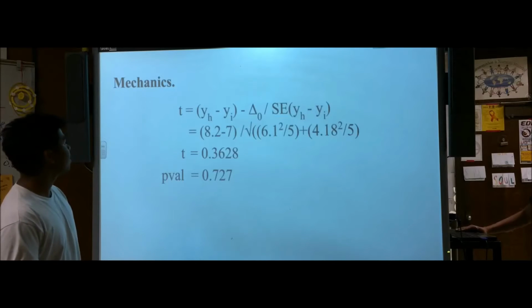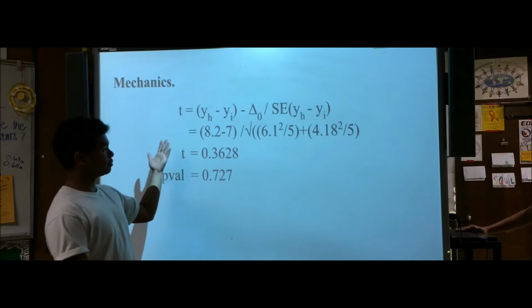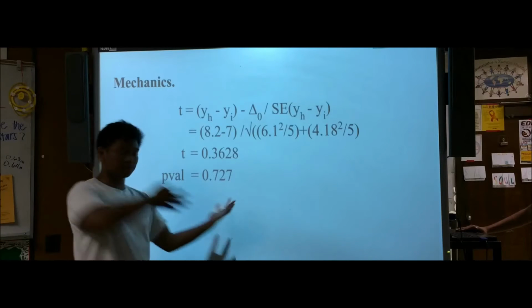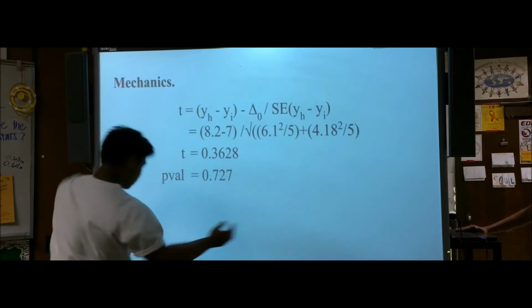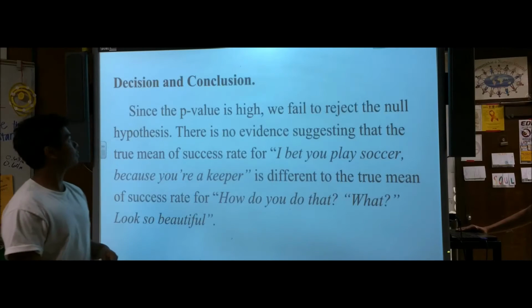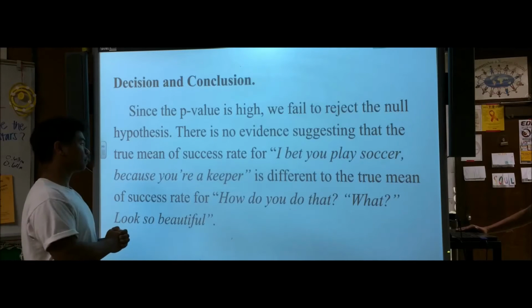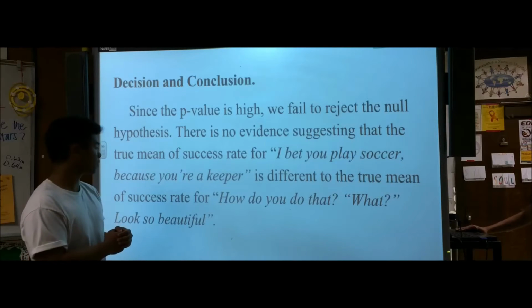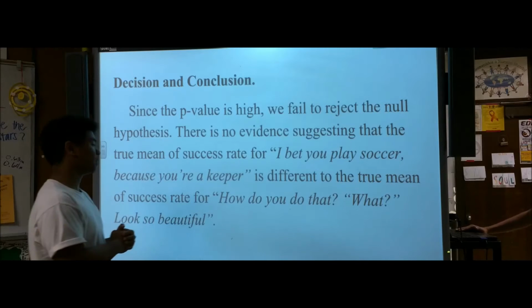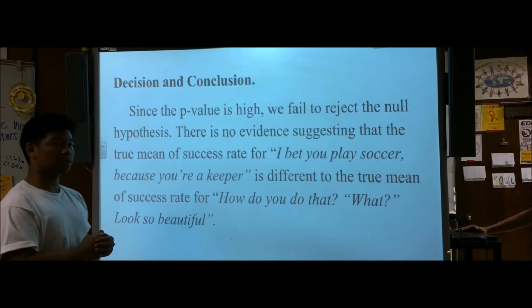Mechanics. Using the two-sample t-test formula, we get a t-score of 0.3628 and a p-value of 0.727. Decision and conclusion. Since the p-value is high, we fail to reject the null hypothesis. There is no evidence suggesting that the true mean of success rate for I bet you play soccer is different to the true mean of success rate for how do you do that.